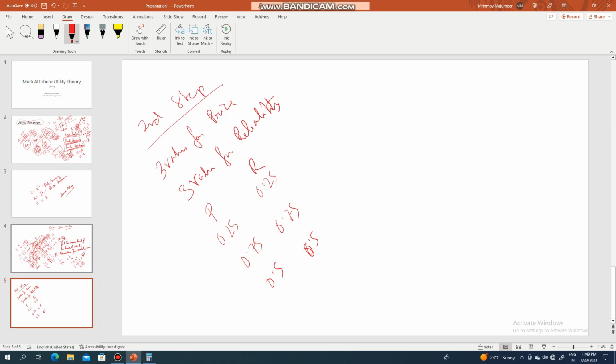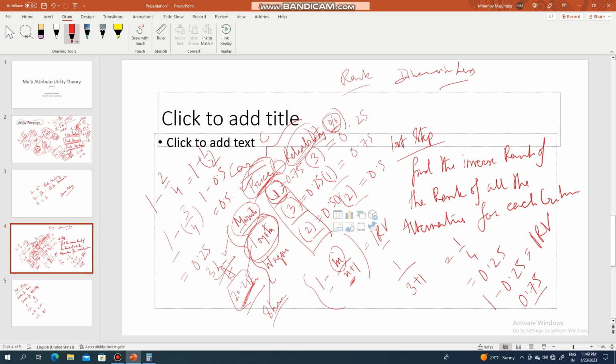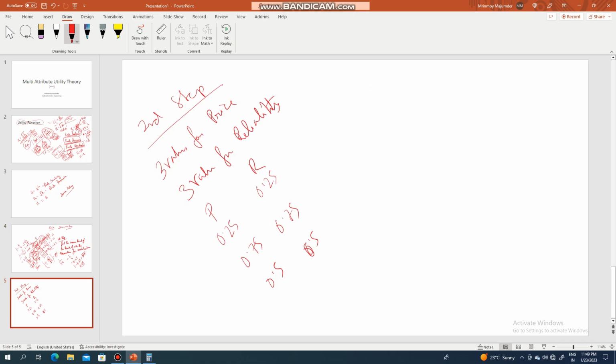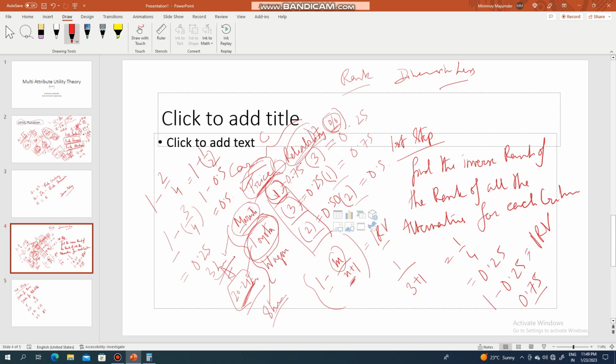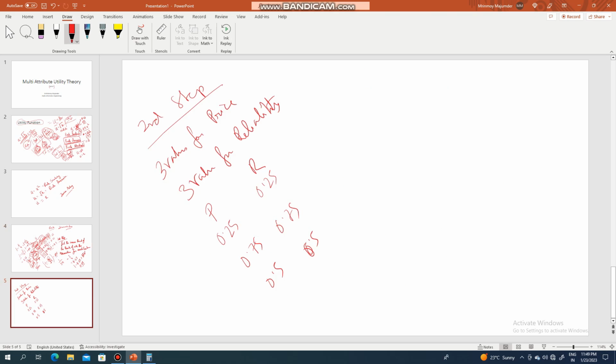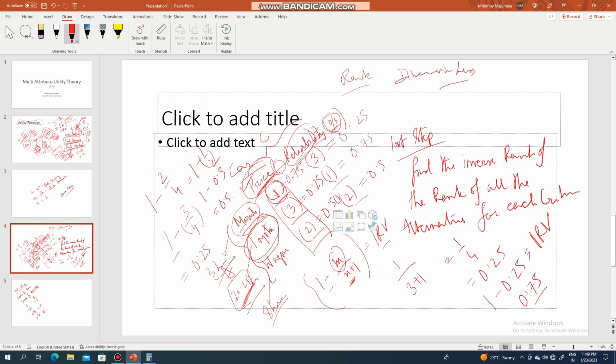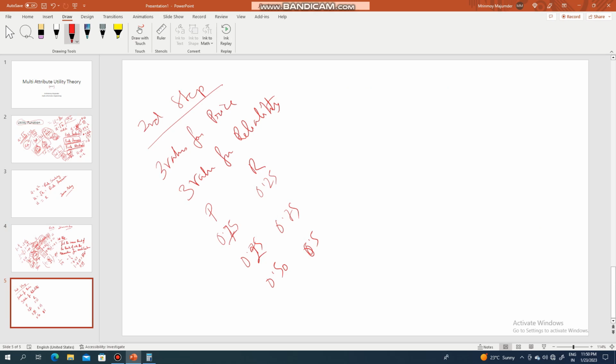So this is an example. So in case of price it is 0.75, 0.25, 0.50, and for reliability it is 0.25, 0.75 and 0.5. Okay.